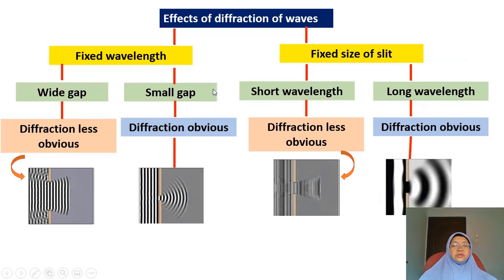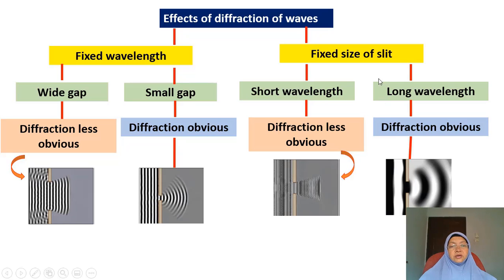This is another conclusion from what we studied just now: effects of diffraction of waves. The first one, fixed wavelength, so we change the size of the gap. Wide gap, diffraction less obvious, which means you have plane wave and bend at the edge. Small gap, diffraction obvious by looking at the shape of the wave. Diffracted wave is more circular, right?